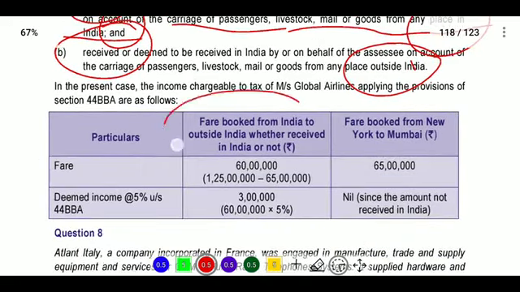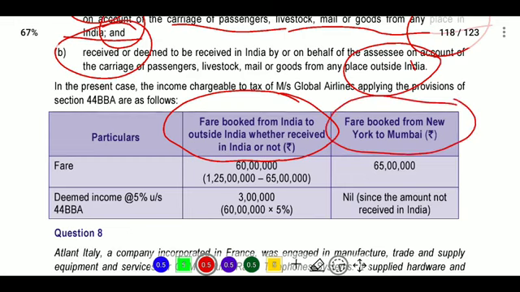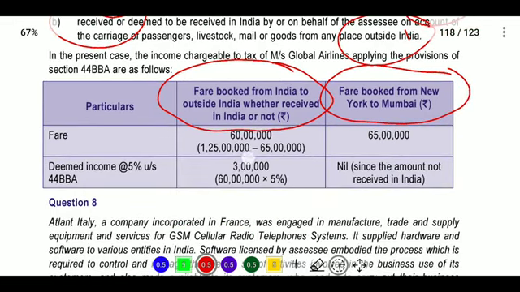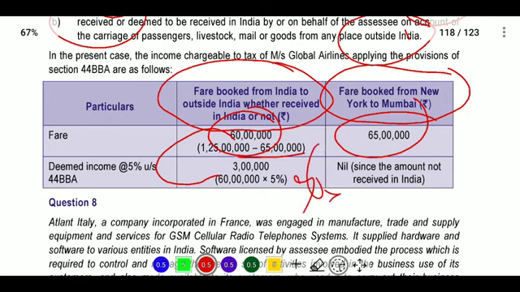Here, fare booked from India to outside India, fare booked from New York to Mumbai, India or not. Here fare will be 125 minus 65, that is 60 lakhs, and 65 lakhs directly given, and from 60 lakhs fare will be there. It will be taxable at the rate of 5%. Since the amount is not received in India, it will not be taxable.